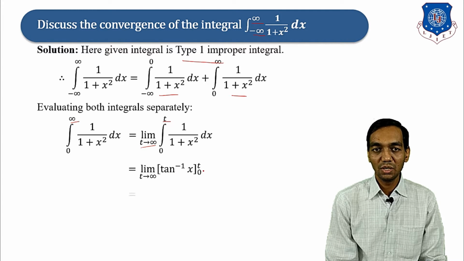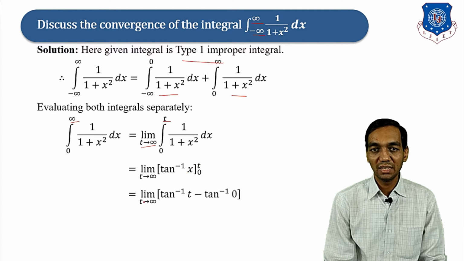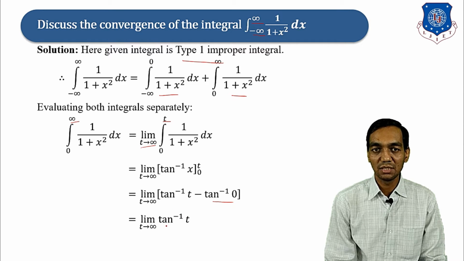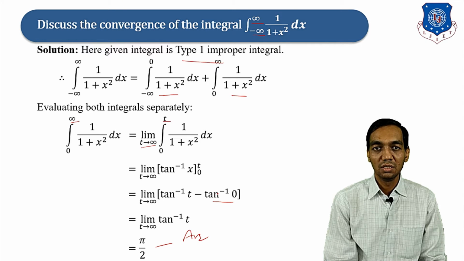If you put the upper and lower limit, that will give you limit t tends to infinity, tan inverse t minus tan inverse 0. And if you put the values, tan inverse 0 has a value 0. So you will have limit t tends to infinity tan inverse t. If you put infinity, then tan inverse infinity is nothing but pi by 2. So this is the answer of your second integration.